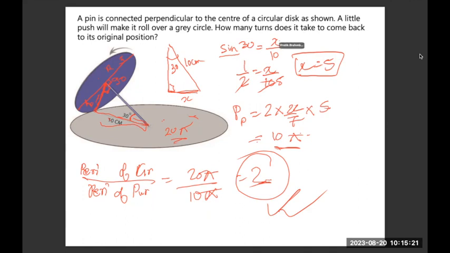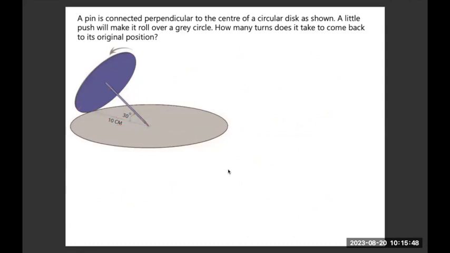Sine is opposite upon hypotenuse, which is x upon 10. X, or RP, is the radius. X is our radius basically here. Is that clear? Any doubts, any questions in this? Any doubts? Okay, fine. Move to the next.